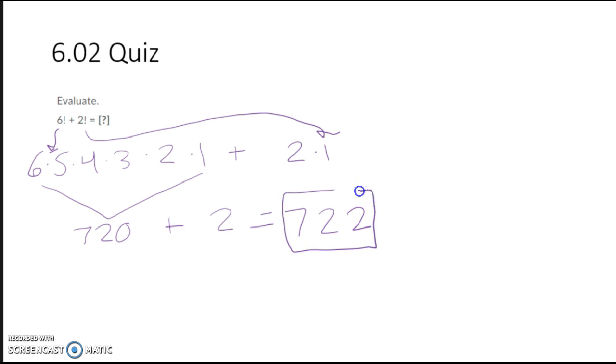You can literally just punch it right in your calculator and it'll spit it back out. But I wanted to explain it in case anyone didn't have their calculator handy at this time.